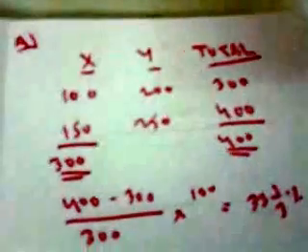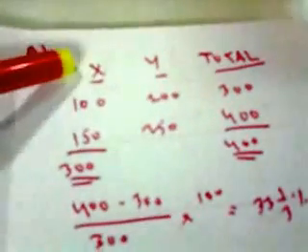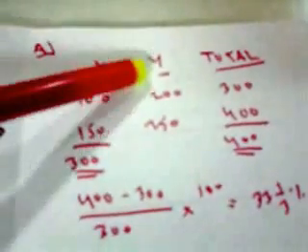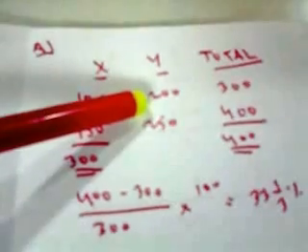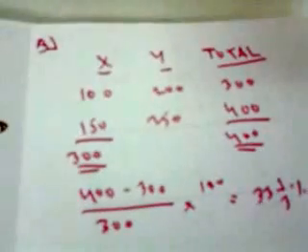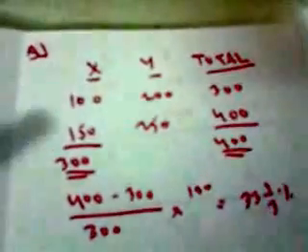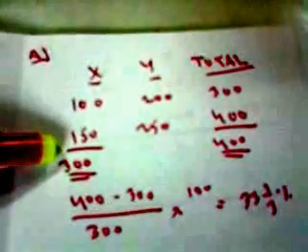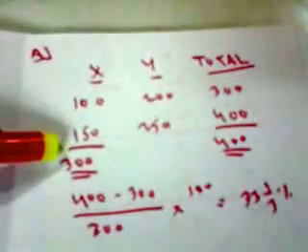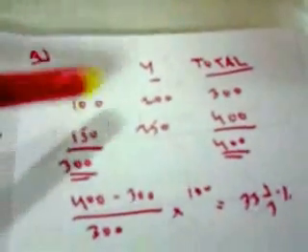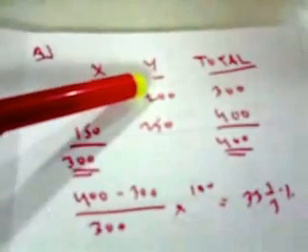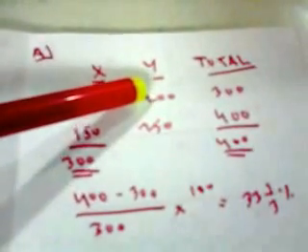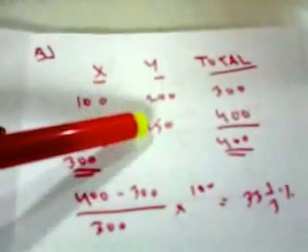So we can put it like this. Say X's salary was 100, then Y's salary was double, that is 200. Total salary of X and Y was 300. X got a 50% raise, that is X's salary becomes 100 plus 50 or 150. Y got a 25% raise. 25% of 200 is 50 rupees, so Y's salary became 250.